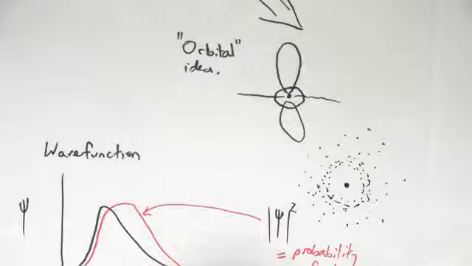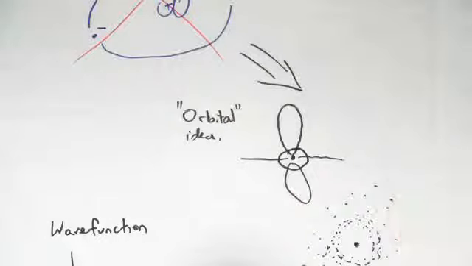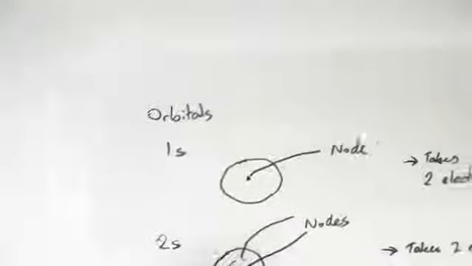When we introduce more electrons, the probability distribution is not entirely symmetrical. In fact, you get these nodes and lobes forming. The math behind it is very complex, but we'll have a look at some of the nodes that form. So these are what we call orbitals.